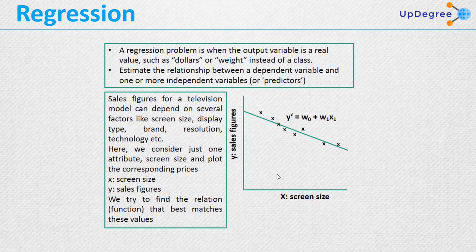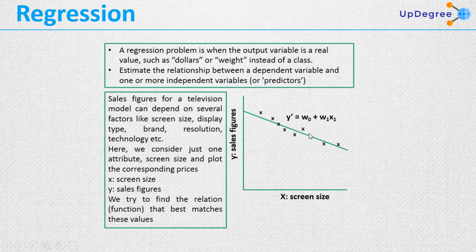Now we are going to find out what is the correlation between these two variables: when x is increasing, is y decreasing or increasing? That will be decided by the correlation coefficient. Here we have suggested one line which is the best fit line for these respective points, and this line is known as the regression line. From the slope of this line, it is quite obvious that when the screen size is increasing, the sales figure is decreasing. So they have a negative correlation coefficient here.